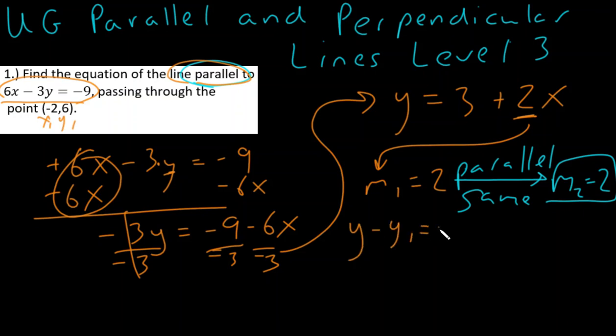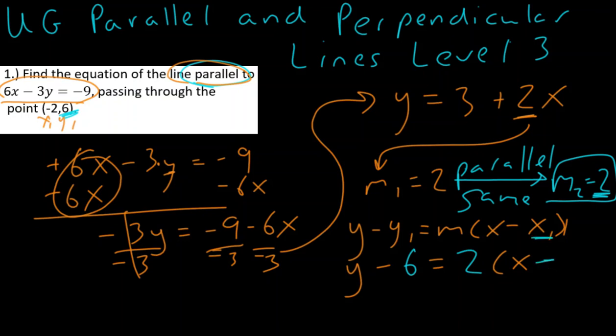y minus y1 is equal to m parentheses x minus x1. And then from there, let's plug in all the things that we know. So we have y minus y1 is equal to m times x minus x1. So what in the world is my y1 value? Well, I look at the point, my y1 value is 6. I look at my slope that I'm using, which is a 2, and x minus my x1 value, though, is a negative 2, so notice that we have two negatives. Well, what do we know about two negatives? Two negatives make a positive.